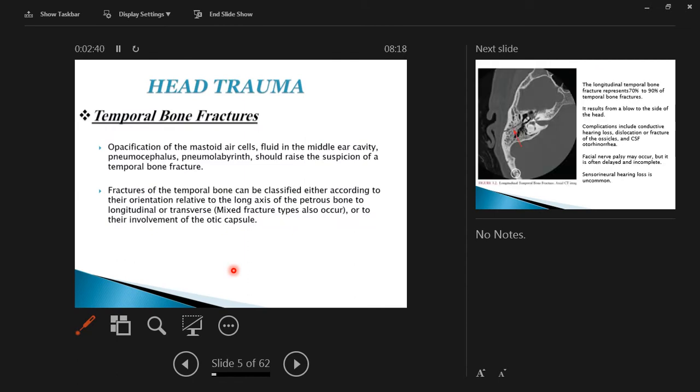Regarding temporal bone fractures, opacification of the mastoid air cells, fluid in the middle ear, and pneumocephalus may raise the suspicion of temporal bone fracture. Fracture of the temporal bone is classified in two ways. The first is called the Ulrich classification, according to the orientation of the long axis of the fracture to the petrous bone, either longitudinal or transverse. Mixed type also occurs. Another way of classification is according to the involvement of the otic capsule, either otic capsule violating or sparing. The violating fractures are usually more severe.